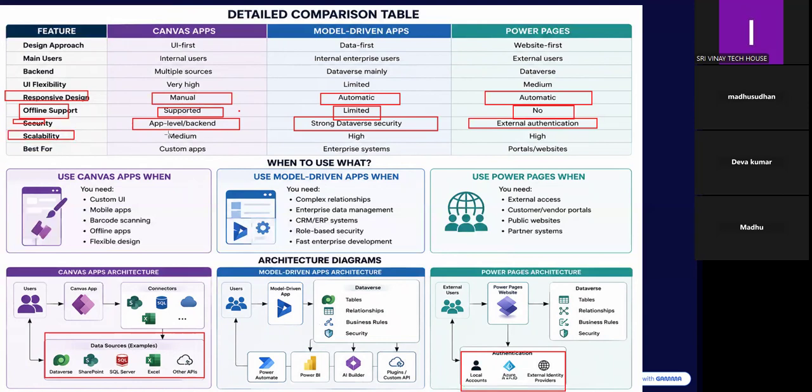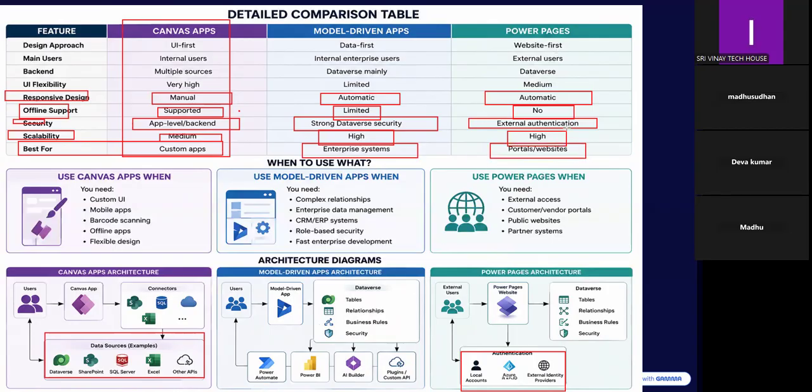Scalability, Canvas app is medium because if data grows, Canvas app will give some performance issues. But coming to model-driven, it will provide better performance, as well as Power Pages. Canvas is best for custom apps, model-driven apps are best for enterprise level applications, and Power Pages is best for portals and creating websites.